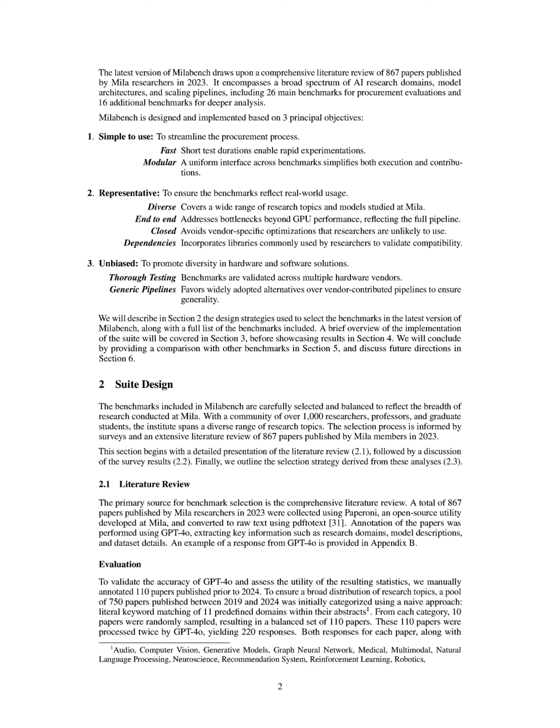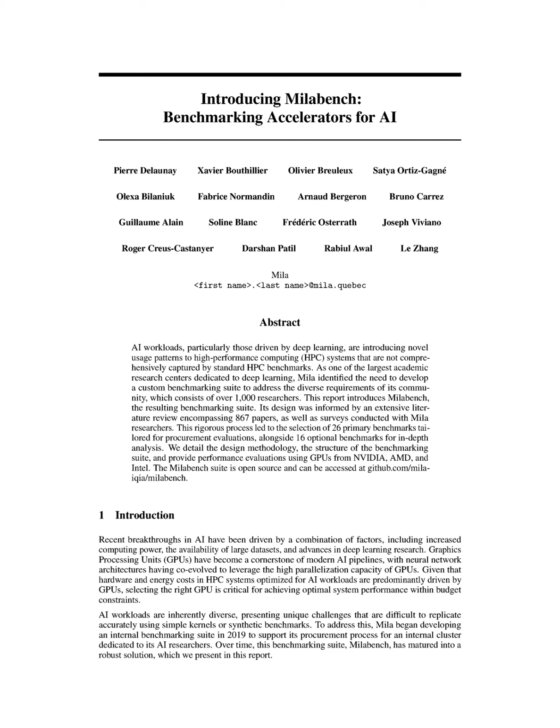By incorporating a wide range of benchmarks, 26 main and 16 optional, that cover various research domains, model architectures, and scaling pipelines, Milabench ensures that the benchmarks are representative of actual usage patterns. Additionally, it avoids vendor-specific optimizations, promoting unbiased evaluations across different hardware solutions. This systematic approach enables researchers to make informed decisions about GPU procurement, optimizing performance within budget constraints.